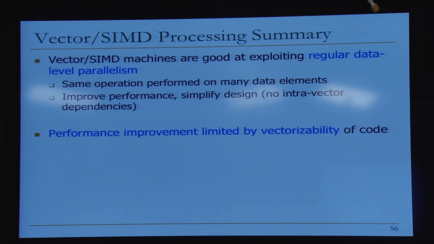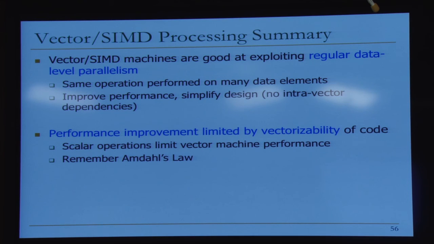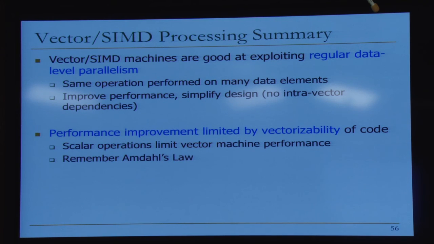In a data flow machine, it's great. Scalar operations limit vector performance. Dependencies also limit vector machine performance. Actually, scalar operations. Let's take a look at scalar operations. Remember Amdahl's law. Amdahl's law says the part that you cannot really parallelize bottlenecks your performance. If 1% of your code is scalar, 99% of your code is vector, and if you have an infinite number of elements, the maximum speed up you can get is 100.